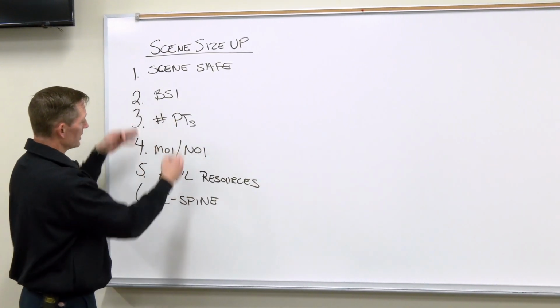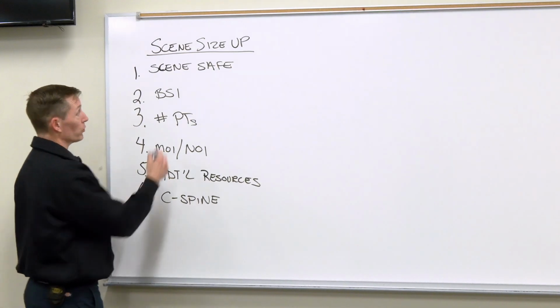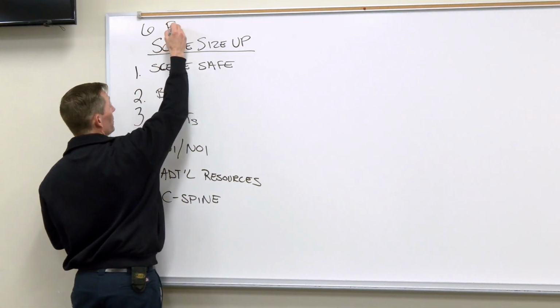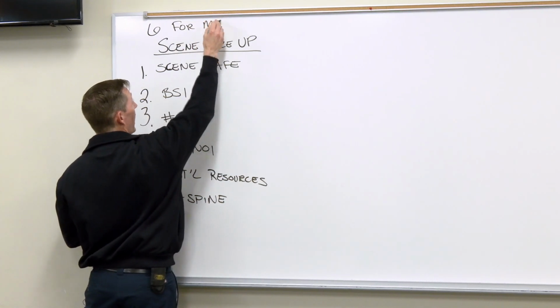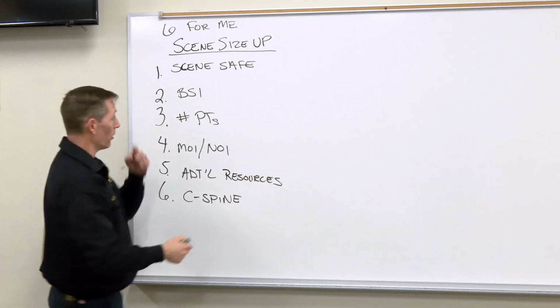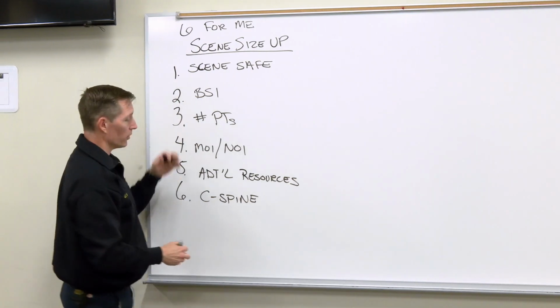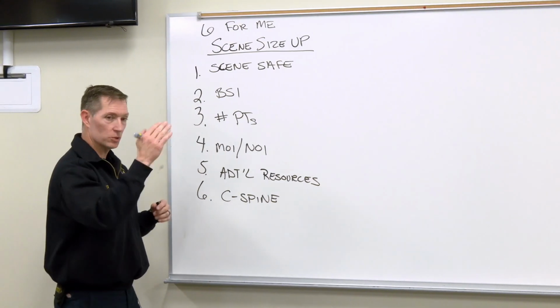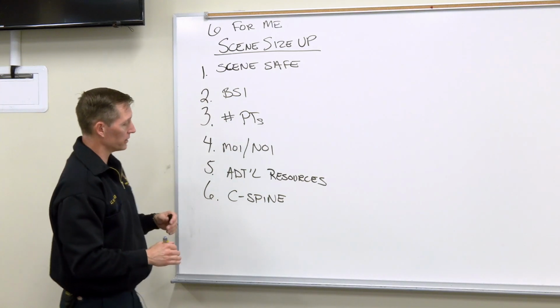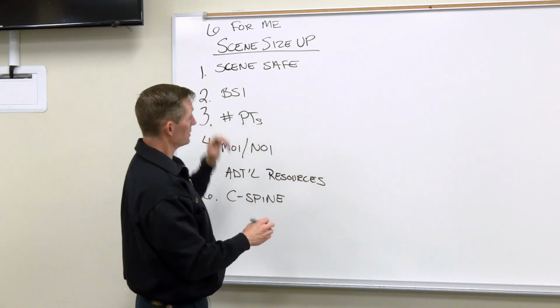One of the things that's neat about this compartment is if we just remember that these are 6 things, these are the 6 things for me, the 6 things that I need to make sure that I have in order to mitigate this call that I'm going to go on. And this is the one that starts right at the dispatch. We get in the MDC, we look at the comments, and we start forming our opinions about how we're going to run this call. So that's the scene size up.